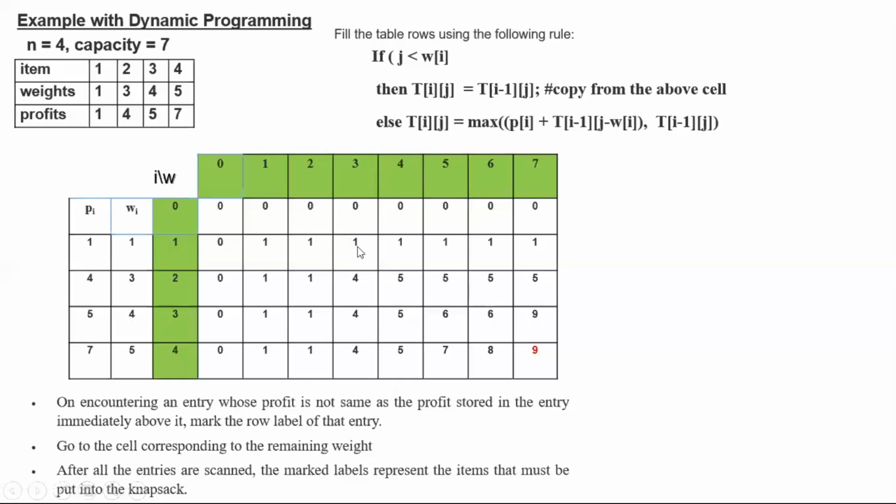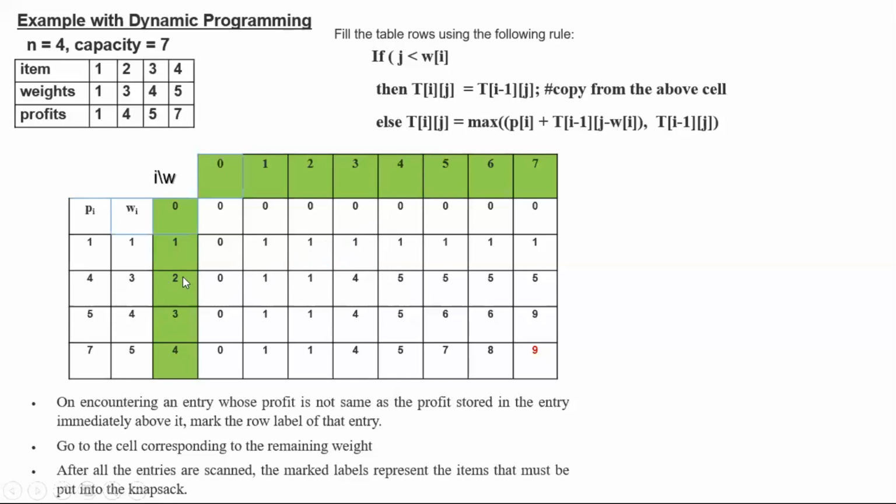Here, if this value is greater than the profit plus the profit from the remaining weight, then we copy, but we have to select the maximum from this value. If we put item 2, then we have a profit of 4. We cannot put anything else since the weight of item 2 is 3, so the profit is 4, the maximum between 4 and 1.